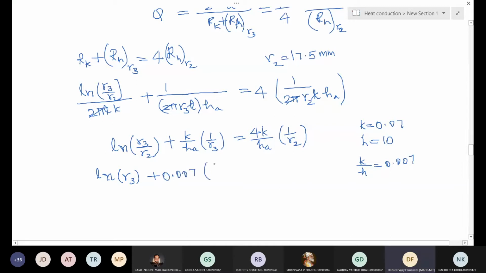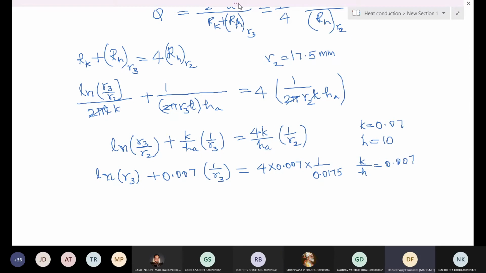0.007 divided by 1 over R3. Right, inside, you simplify. Tell me what we get. You have 4 times 0.027, 1 by R, sorry, 0.0175. Okay. Sir, it should be ln R3 by R2, right? Which one? ln? Yeah, that I will bring here now. Okay, that's what I told you.